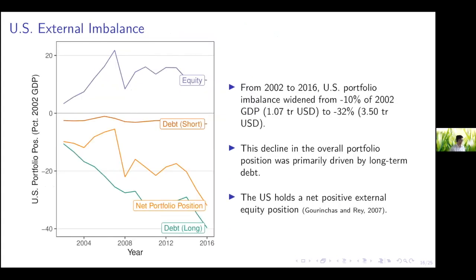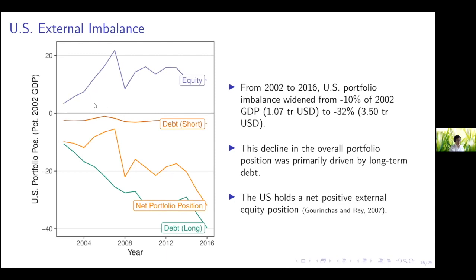Okay, so US external imbalances. From 2002 to 2016, the US portfolio imbalance widened from negative 10% of 2002 GDP to negative 32%. This is the number I gave you before. Here's the plot of the raw data. You can see that this orange line is the overall net portfolio position. It's mainly being driven by long-term debt. This is the decline of long-term debt.